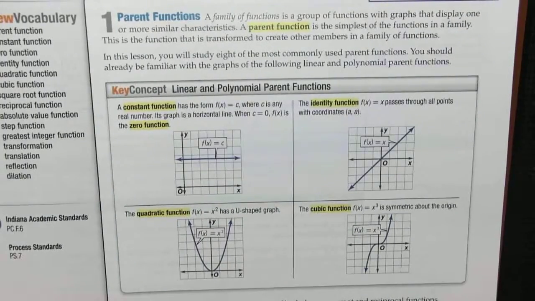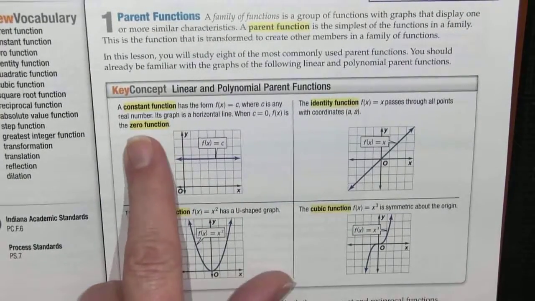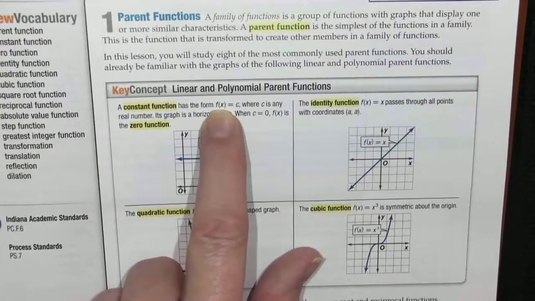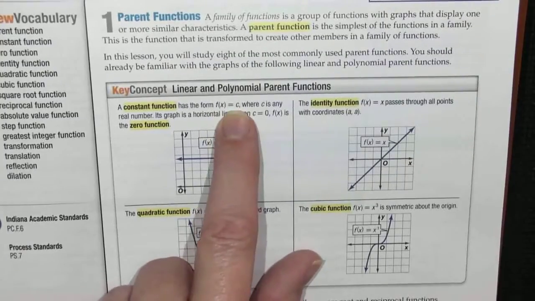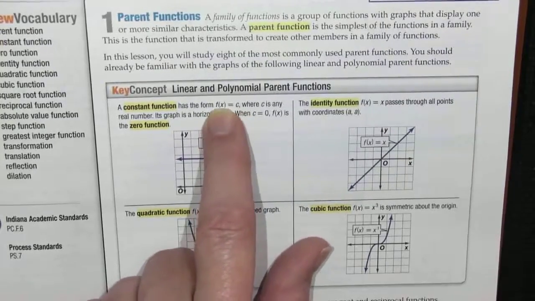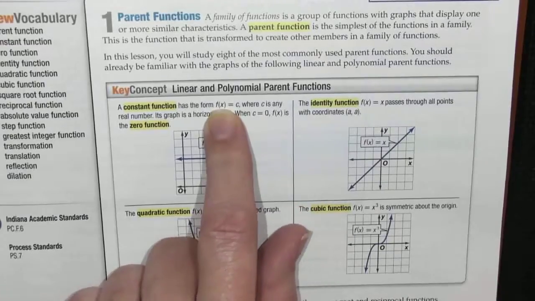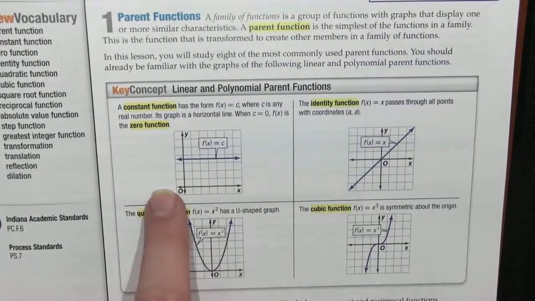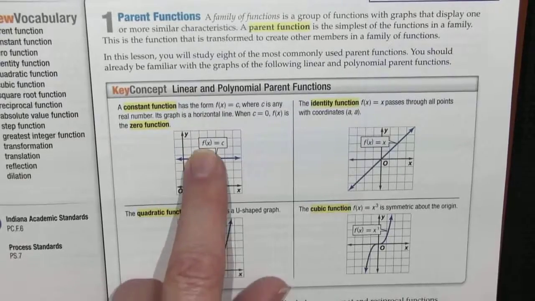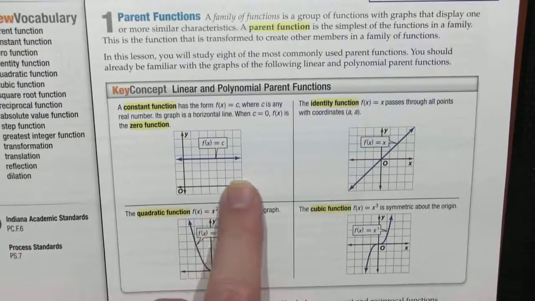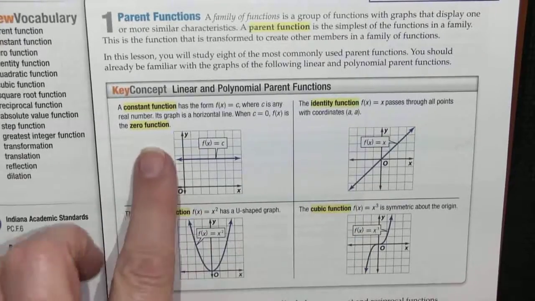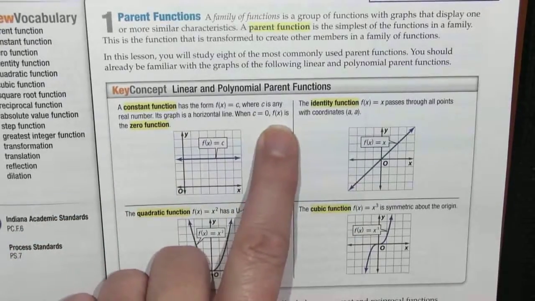Mm-hmm. Okay. Now, so we have a constant function in the form, remember, f of x can be interchangeable with y. So f of x equals c. Y is the equation. F of x represents the function at some value x. Okay, where c is any real number. So this is not x equals c, it's f of x. Y equals 1, y equals 2, y equals 97, doesn't matter. Okay, and it's a horizontal line.